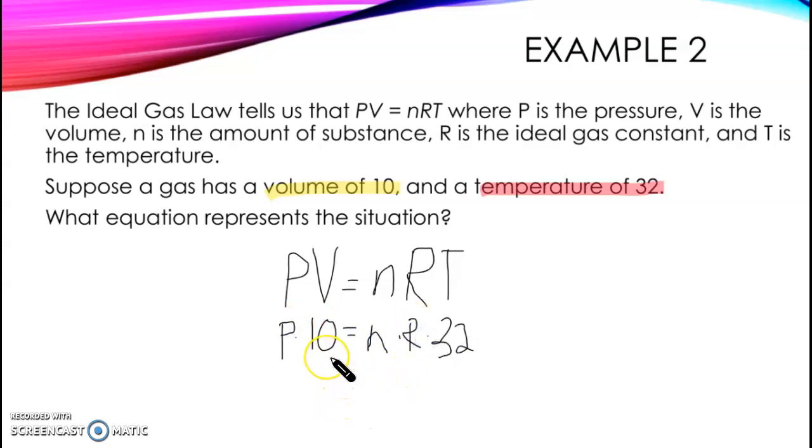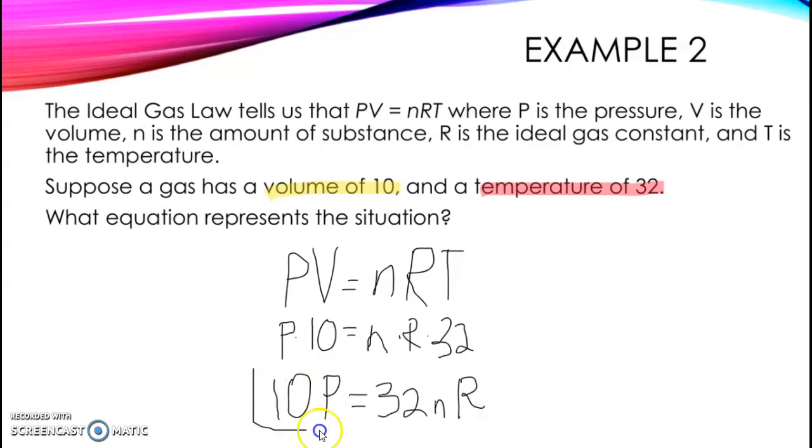Excuse my handwriting. But the only thing that I would change about this is we usually put numbers in front of variables. So this would probably be written on your test as 10p, because you can multiply things in any order. And then they probably would move the 32 to be in front of N and R as well. And this is our final equation for this example here.